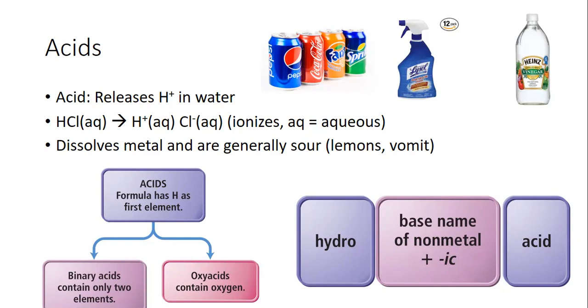The first naming scheme we're going to look at is our binary acids because they're super simple. Binary acids, you just name them hydro, then the name of the nonmetal, and you add ic to it, acid. That's why I kept calling HCl hydrochloric acid.